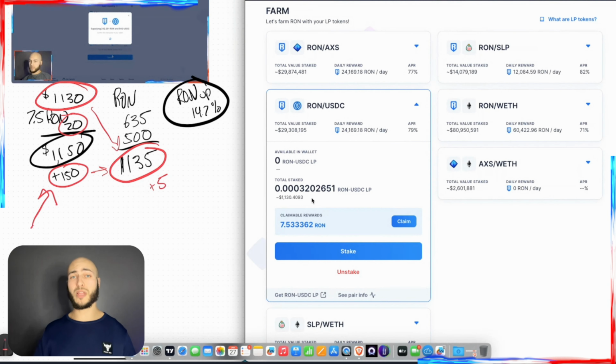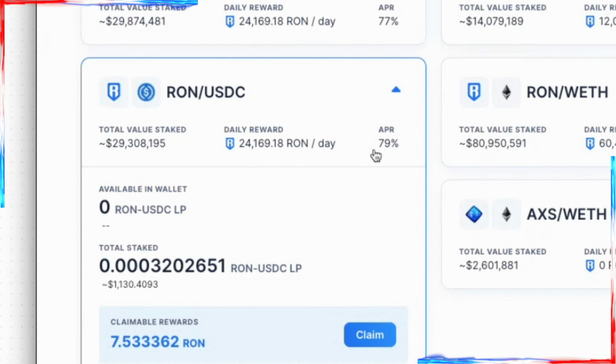Now, these returns don't last forever. The more hype that this token gets, the more people who are going to be searching for how to stake it and how to farm it and how to earn it. The APR right here that's showing 79% will go down over time, but at least going through this next bull run, the token price should go up as this percent return goes down.